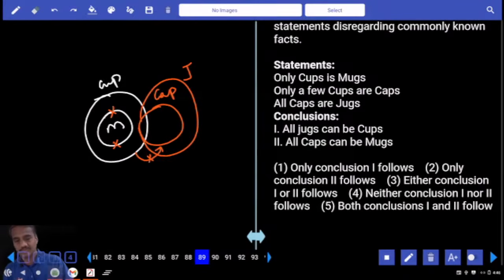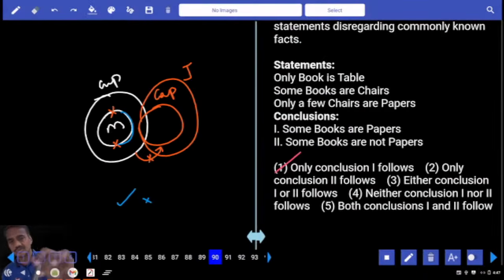Possible or not possible? Now this entire jug can be a part of cup. Yes, and it is true. Then all caps can be mugs. Now this entire cap can be a part of mug. No, because this mug should not intersect with anything else. Then what is your answer? Only one. Only one, choice 1, question number 89.